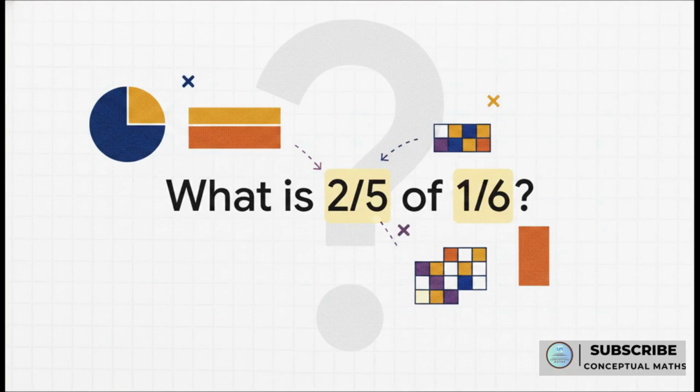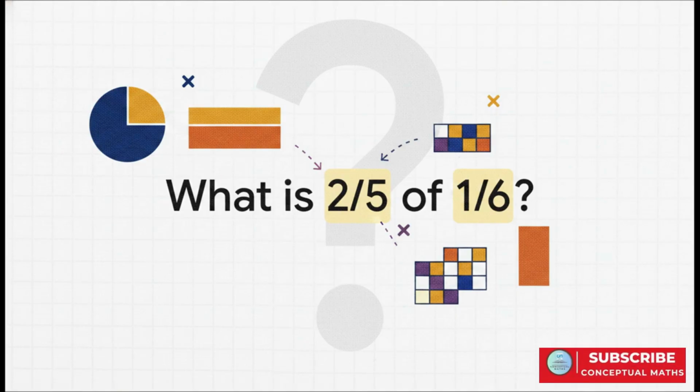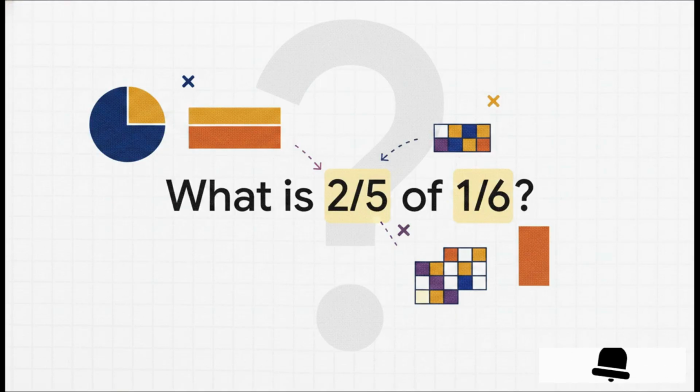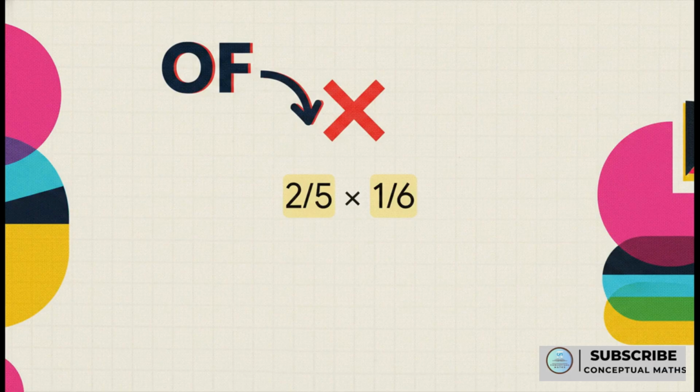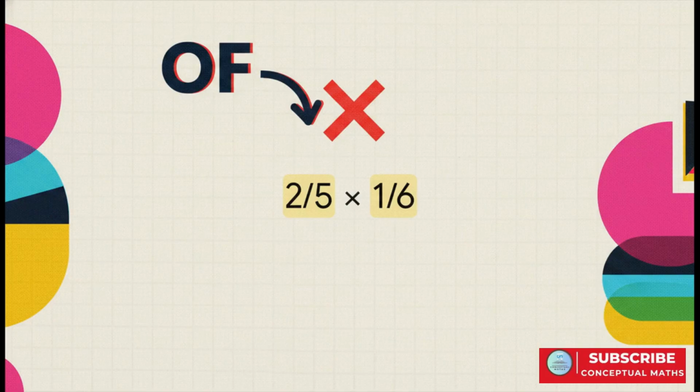What if I asked you for 2/5 of 1/6? The numbers are a tiny bit bigger, but guess what? That core system we just learned doesn't change at all. Whether the numbers are 1s and 2s or 5s and 6s, the logic is absolutely rock solid. Let's see it in action. First things first, we apply our fundamental rule. We see that word of, and instantly, poof, we change it to a multiplication symbol, giving us 2/5 times 1/6.